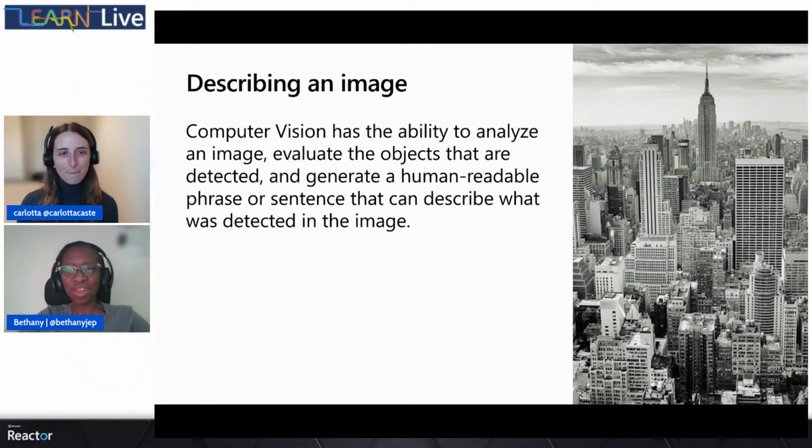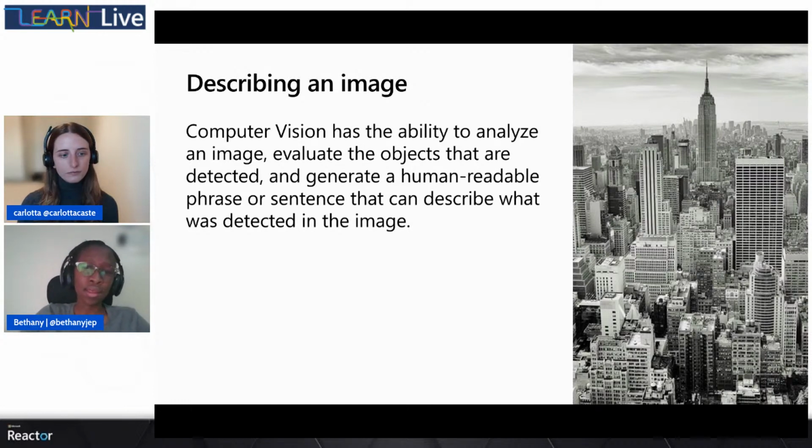Yeah, so as I mentioned earlier, computer vision can analyze an image, and using the cognitive service, it can evaluate the objects that are detected and generate phrases and sentences that describe what you can see. Depending on the image content, it can return a couple of results, and these results are ordered by level of confidence. So it's the level of how confident the AI is that this is actually what it is seeing. And the highest confidence phrases will be listed first.